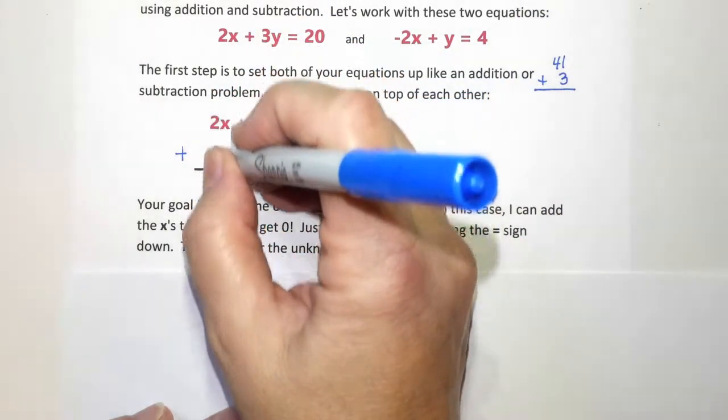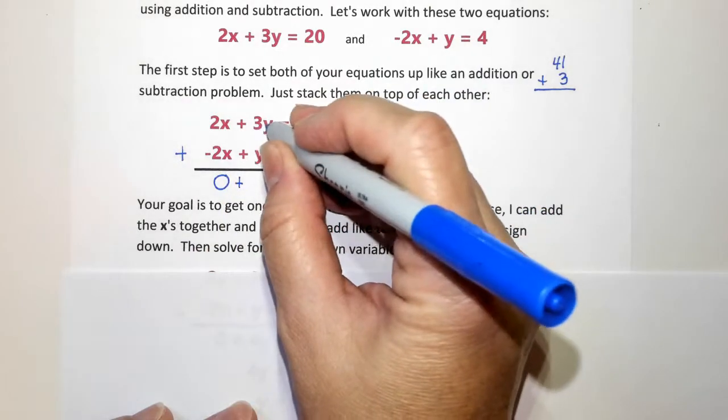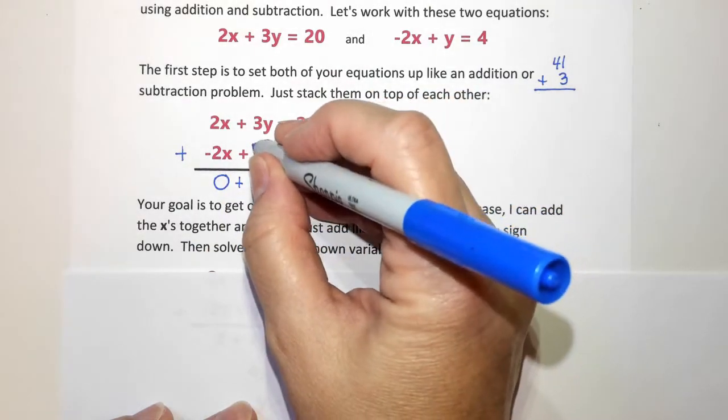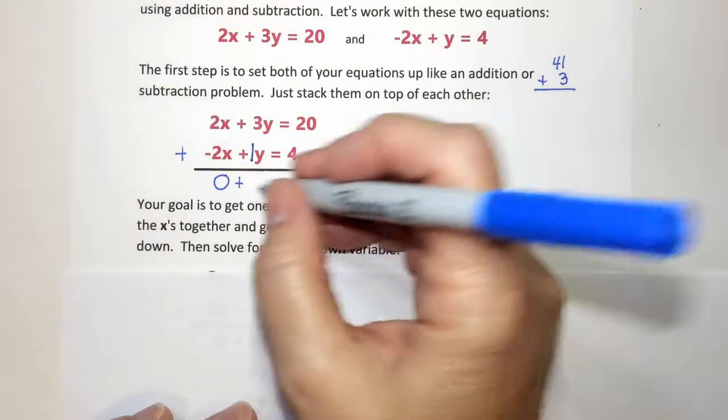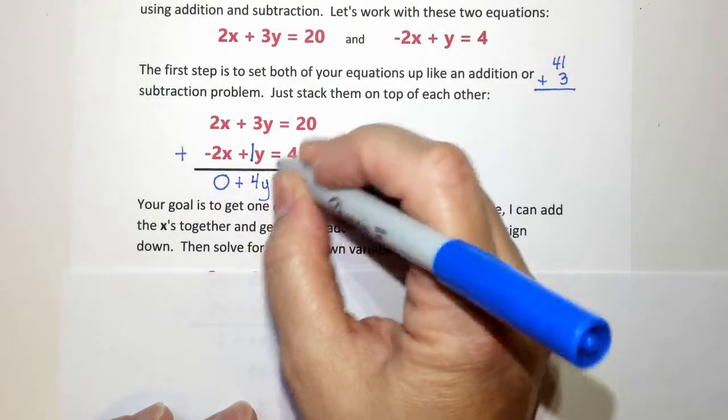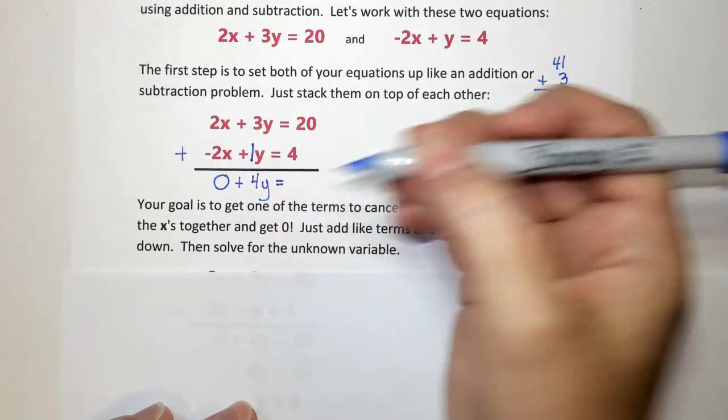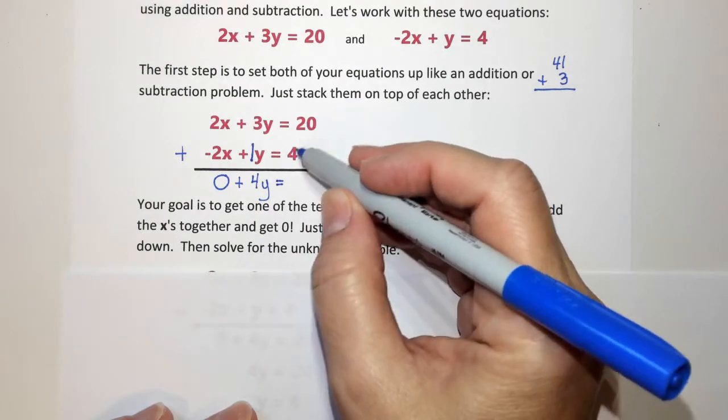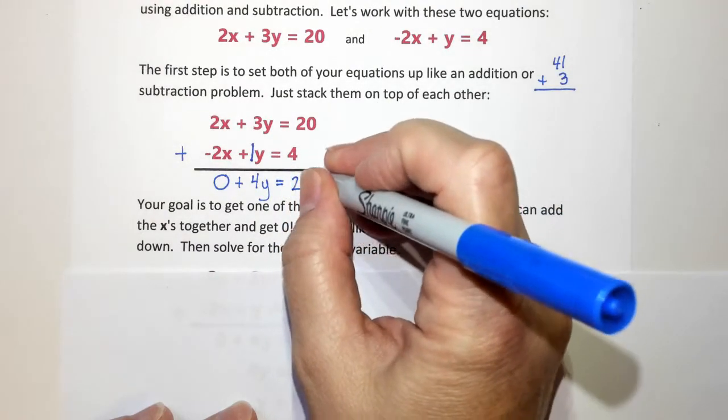You're adding all of your columns vertically. So 3y plus y, this is really a 1 in front of it, is 4y. Carry your equal sign down. Now add your numbers. 20 plus 4 is 24.